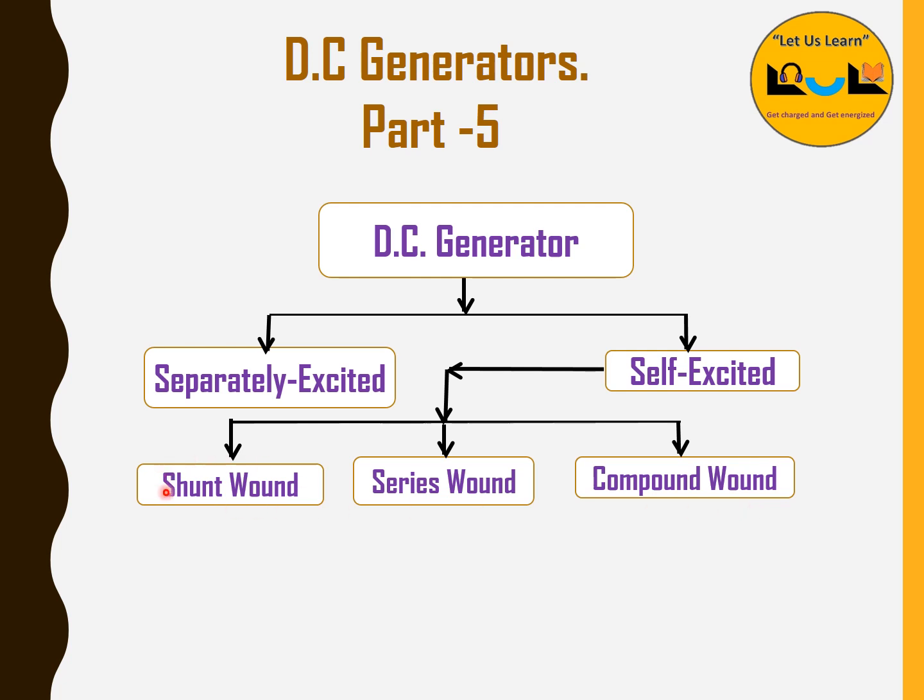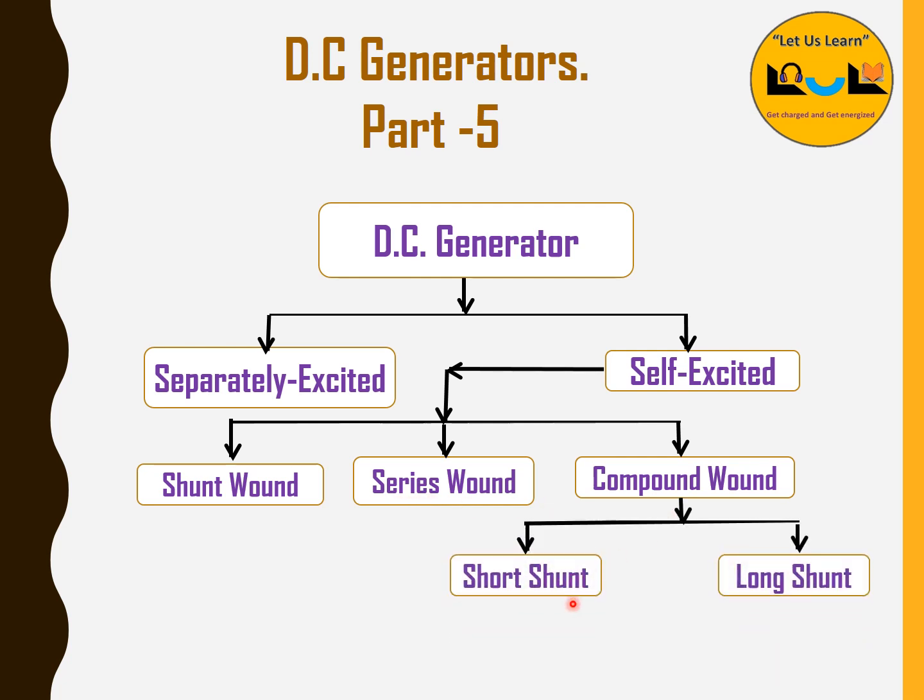Shunt wound means the field winding and armature winding are connected in parallel. Series wound means the field winding and armature winding are both connected in series. Compound wound DC generator is a combination of shunt and series wound generator. Further, the compound is classified as short shunt and long shunt.